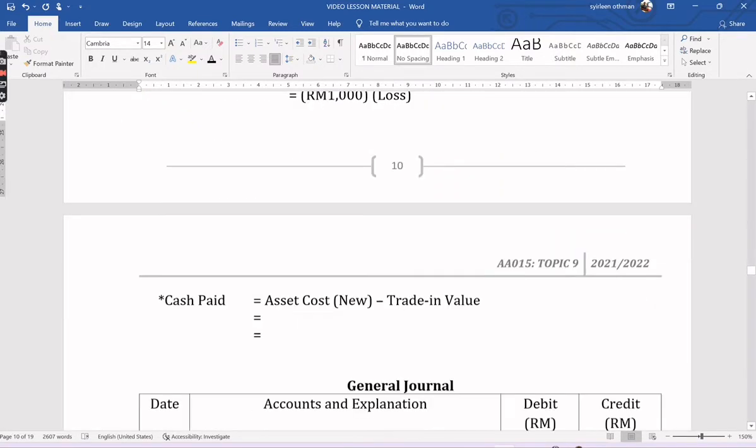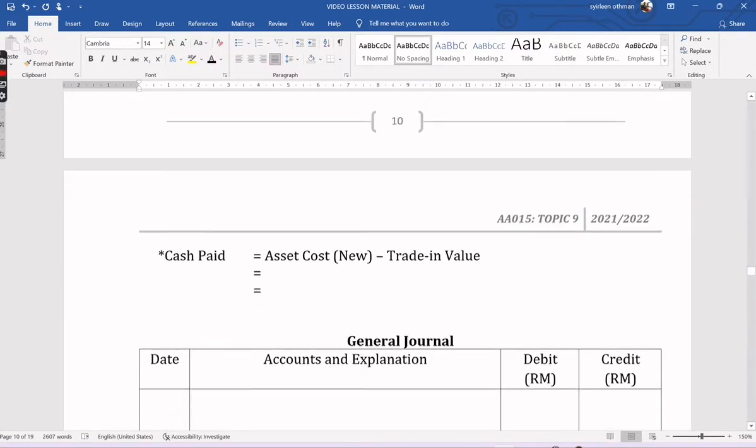Okay, alright. So I need to find my cash bit sebab saya nak catat dalam journal. So nilai aset baru is how much? Nilai aset baru ialah 8,000. Berapa nilai trade-in yang dia bagi? Nilai trade-in yang dia nak bagi pada kita is 4,000. That means I need to top up another 4,000 in order to get the new asset.